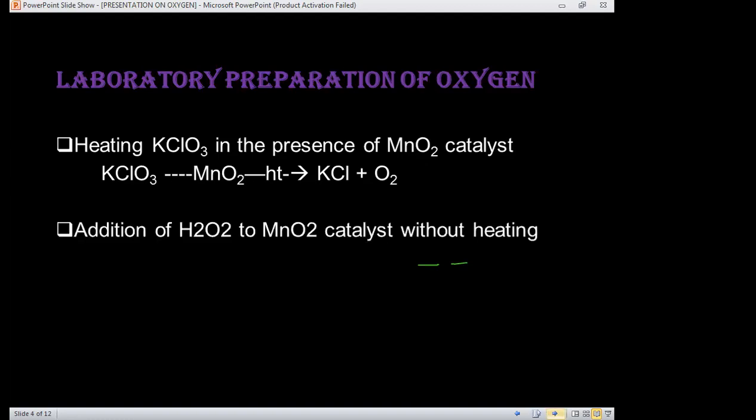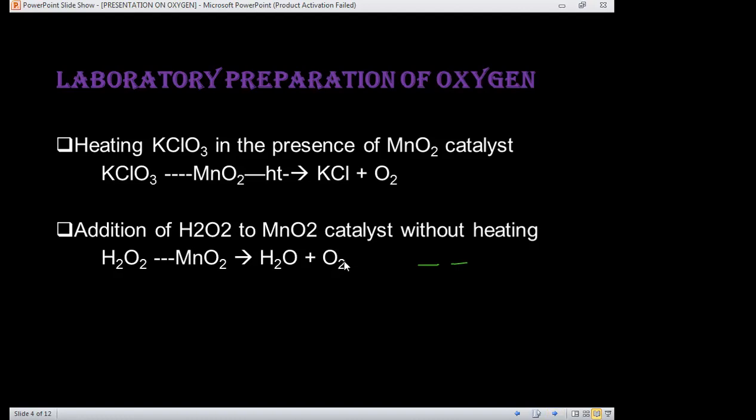Another method is from hydrogen peroxide. Originally, hydrogen peroxide breaks down on its own inside the container to produce water and oxygen gas. But to increase the rate of this reaction, we add a catalyst, which is also manganese(IV) oxide. When the manganese(IV) oxide is added, the rate of decomposition of hydrogen peroxide becomes very fast, and it breaks down to give us water and oxygen. This is the second method of preparing oxygen in the lab.